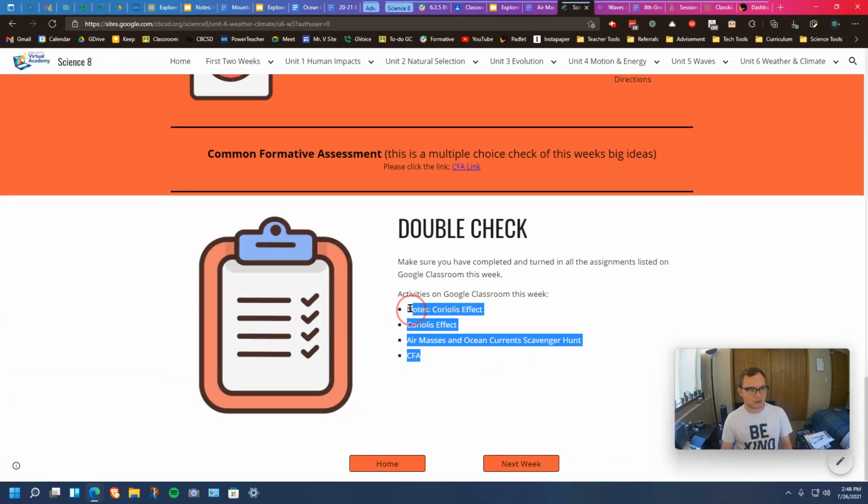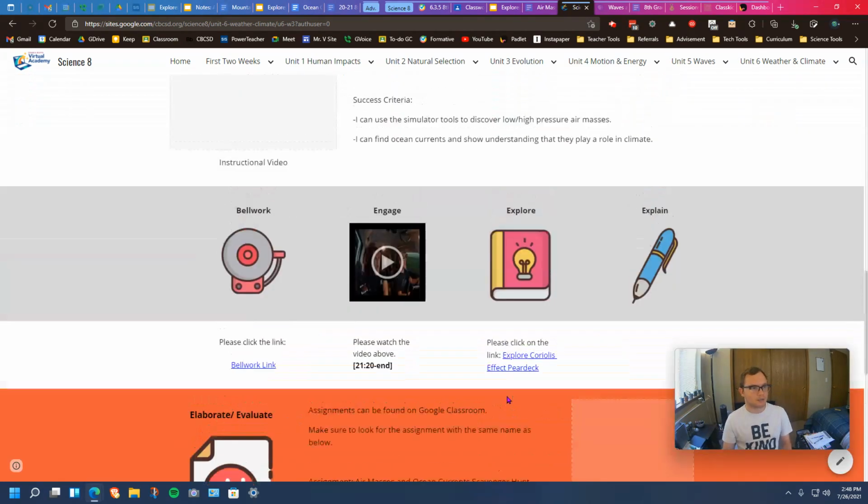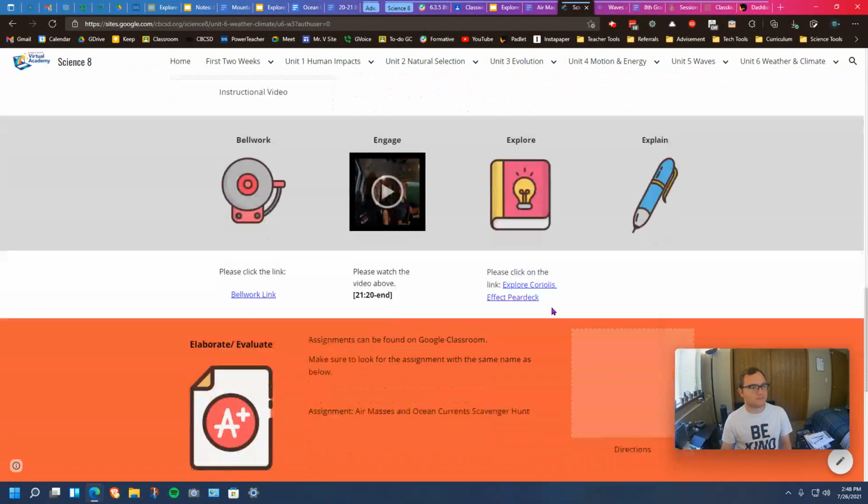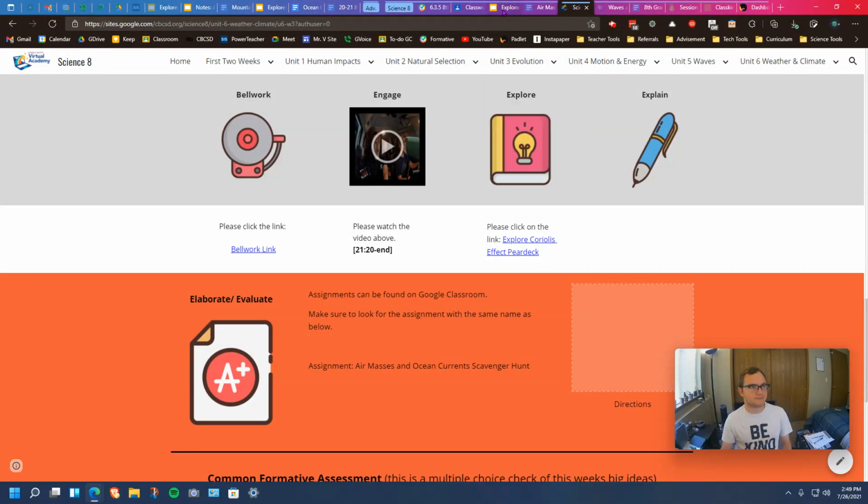So here's kind of your checklist for this week. One set of notes, 2 assignments, and a CFA, because this assignment 2 is also a little bit longer. Let's go through the pear deck right now.